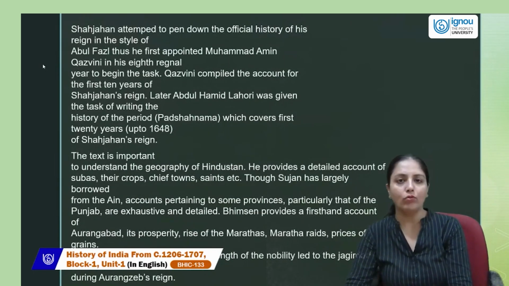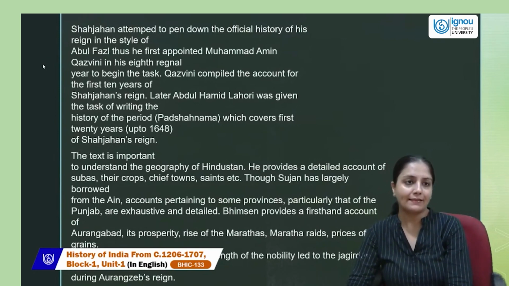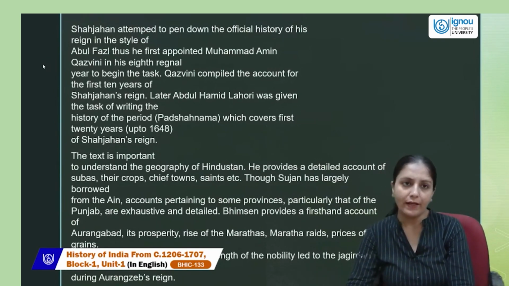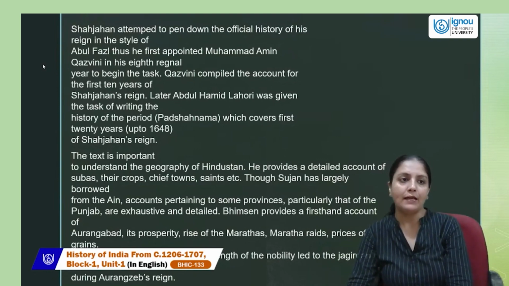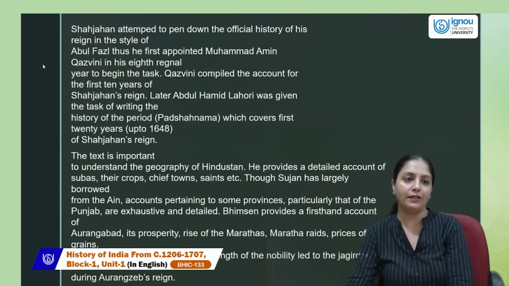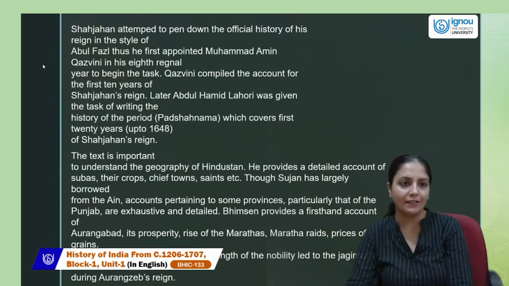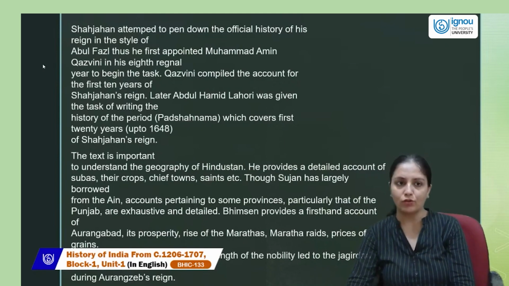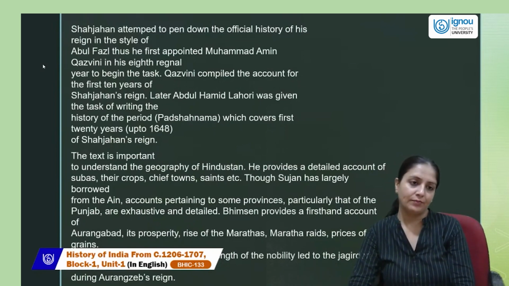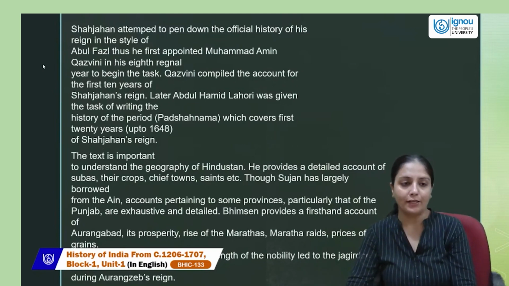Shah Jahan attempted to pen down the official history of his reign in the style of Abul Fazl. That's why he first appointed Muhammad Amin Kazvini in his 8th regnal year to begin the task. Kazvini compiled the account for the first 10 years of Shah Jahan's reign. Later, Abdul Hamid Lahori was given the task of writing the history of the period, the Badshahnama, which covers the first 20 years of Shah Jahan's reign, up to 1648.